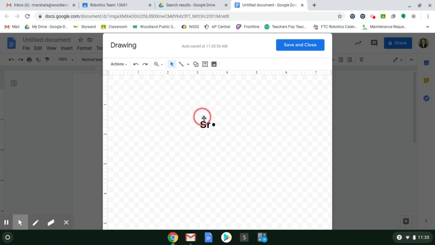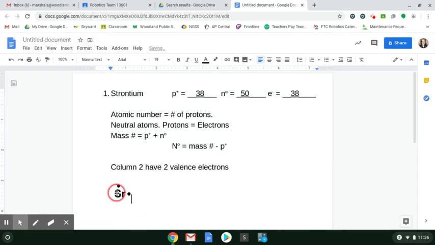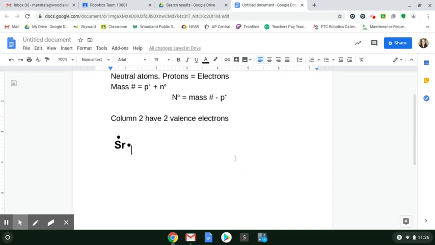I have 1 electron here, 1 electron here. That is my Lewis dot structure. Remember to hit Save and Close, and it will insert your Lewis dot structure in the problem for you. So that's if you don't have a printer and want to be able to do this online, then this is how you can do it.